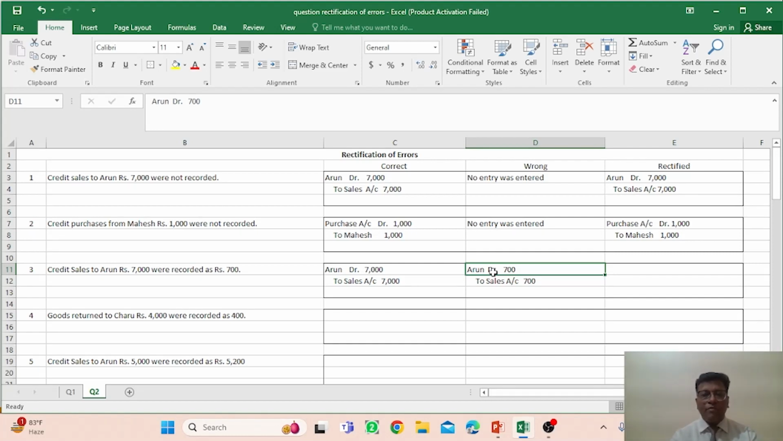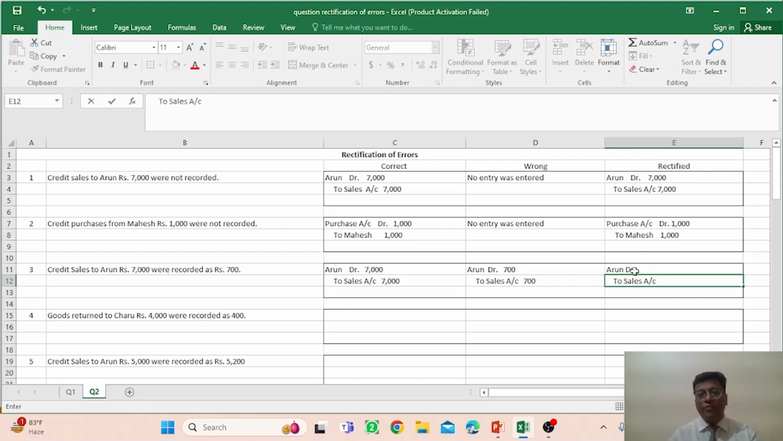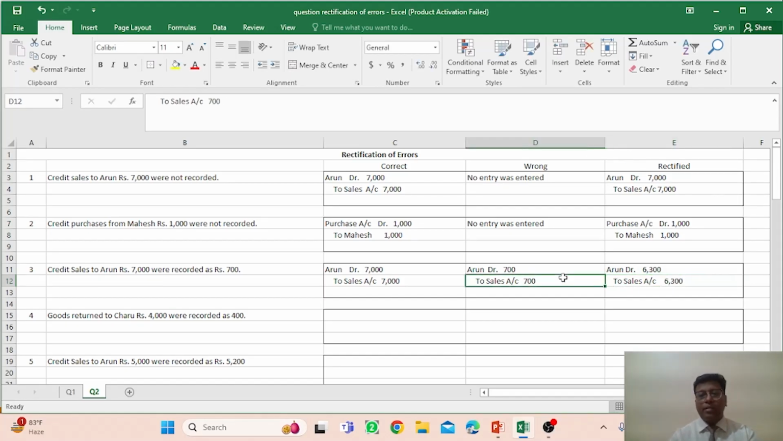So now what is to be done? The rectified entry should be that you make Arun debit and to sales account. What is the amount you have to write over here? Because it should be 7,000 and you made the entry with rupees 700, how much more should be on the debit side? 6,300. So I think you have developed this understanding that you should think about exactly what the transaction is.